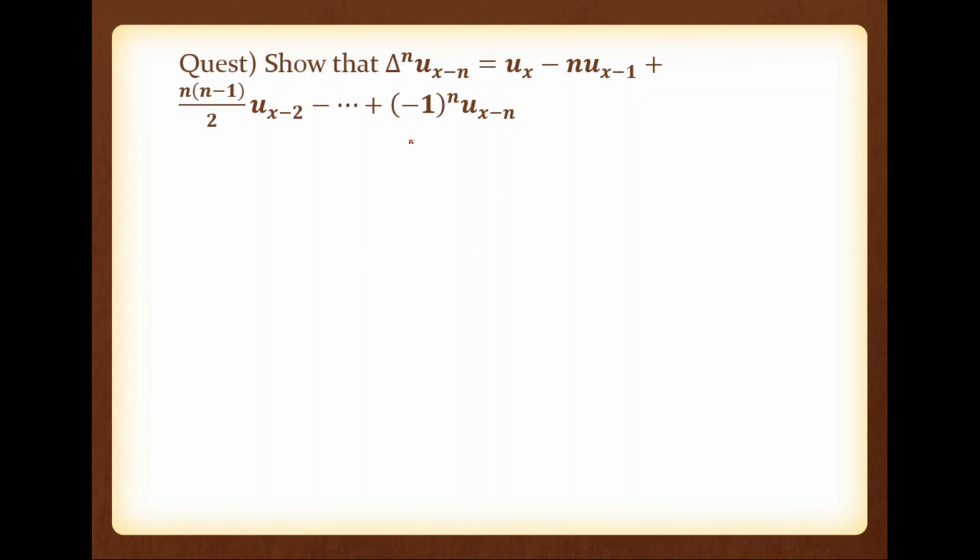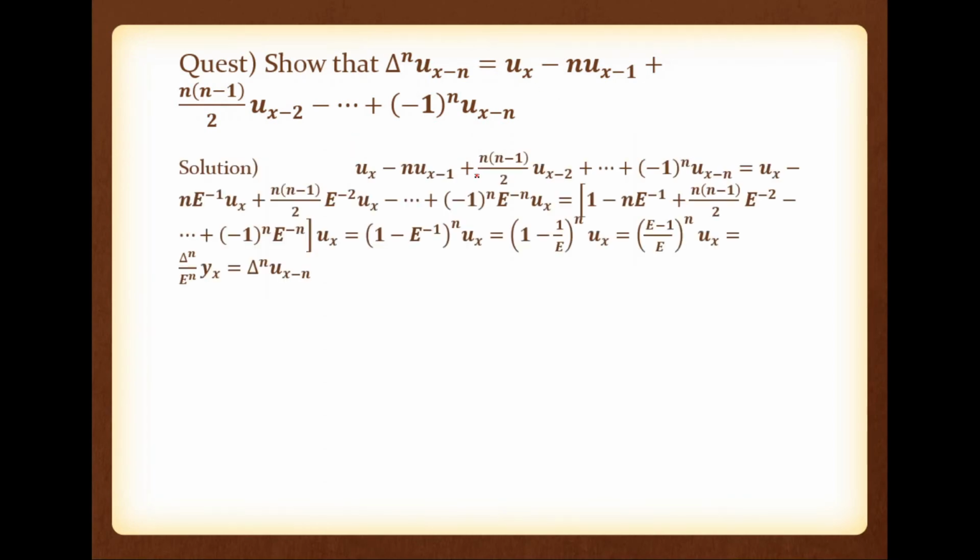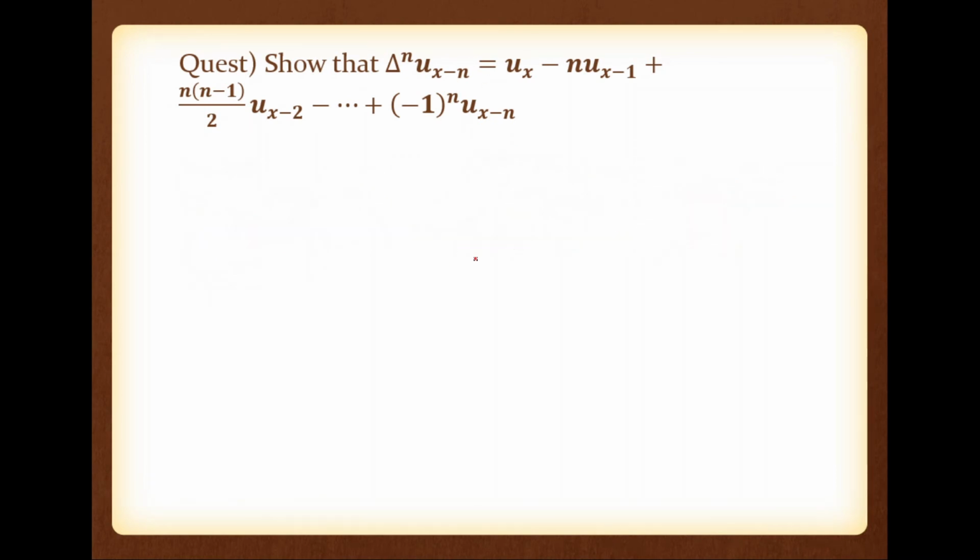Now show that, this is another interesting thing, show that delta raised to n ux minus n equal to ux minus n ux minus 1 plus n into n minus 1 by 2 ux minus 2 minus etc. plus minus 1 raised to n ux minus n. You are asked to prove this one. So you can take the right hand side. I am very sorry, you can take the right hand side. So what is the right hand side?